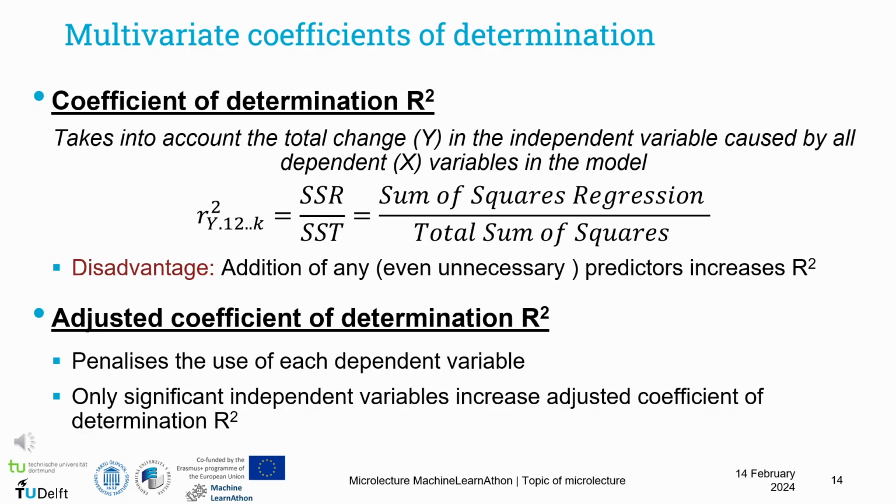However, it is important to note that R squared tends to increase with the addition of more predictors, regardless of their relevance. To address this limitation, the adjusted R squared is used. This adjusted measure accounts for the number of predictors in the model and increases only when the added variables contribute meaningfully to the explanation of the dependent variable.